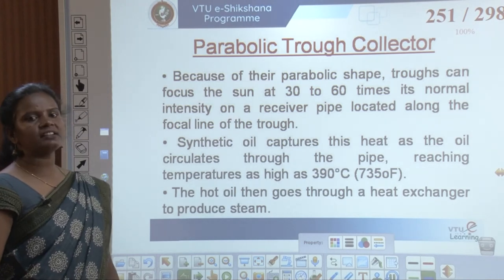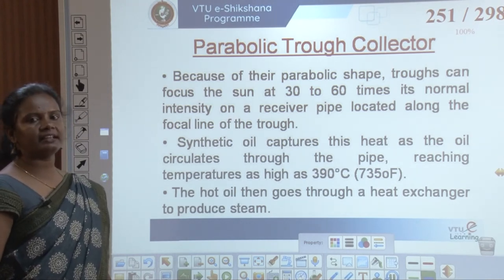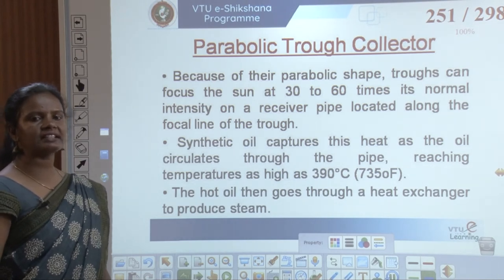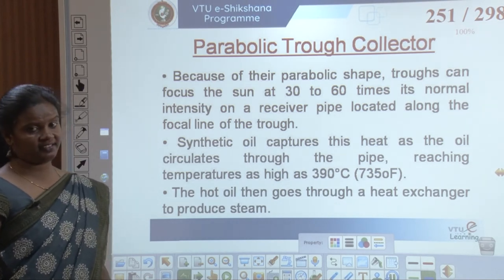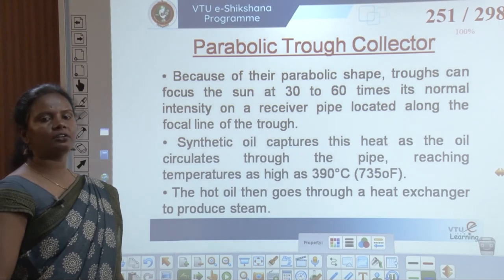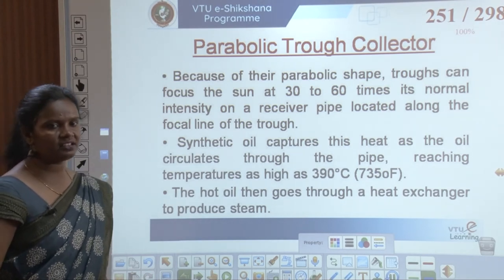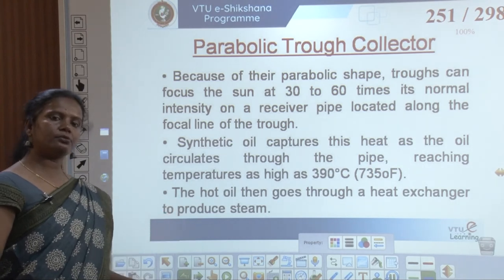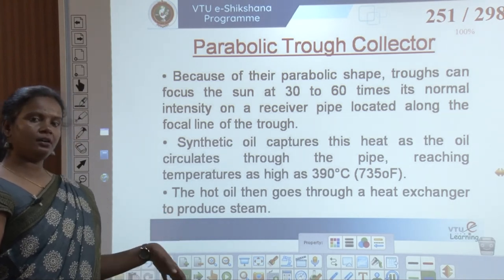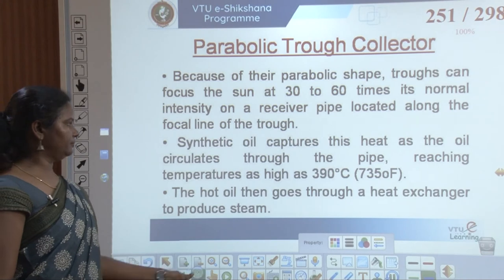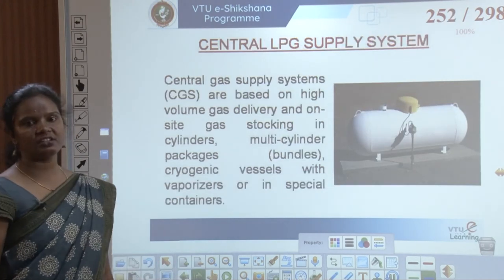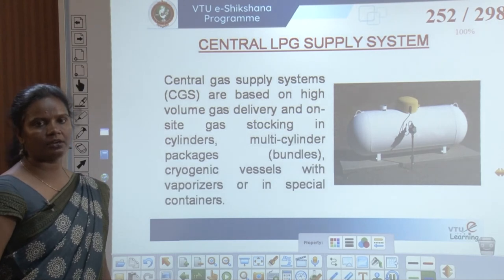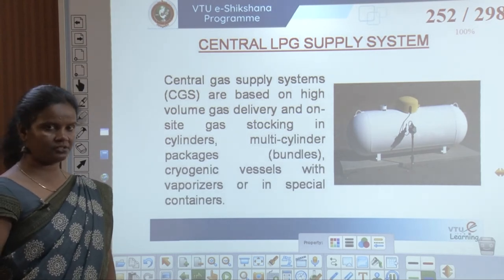trough. Synthetic oil captures this heat as the oil circulates through the pipe, reaching temperatures of 390 degrees centigrade. The hot oil then goes to a heat exchanger to produce steam. The steam which is produced can be used to heat up the water. It can be used as energy. So that is about the solar hot water generation system.